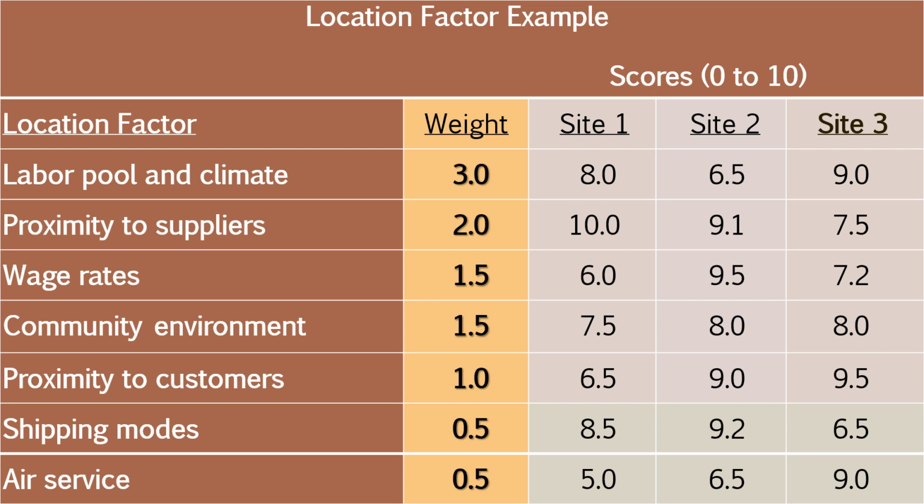Then we are going to compare three different sites and put scores from 0 to 10 depending on each factor. Now, in the table, you can see for site 1, for labor pool and climate, we have given 8 marks, whereas for site 2 we have given 6.5 marks and for site 3 we are giving 9 marks. Let's go with the community environment. For site 1, we have given 7.5, and for site 2, 8, and site 3, 8. Likewise, we are giving marks for each site for each location factor.